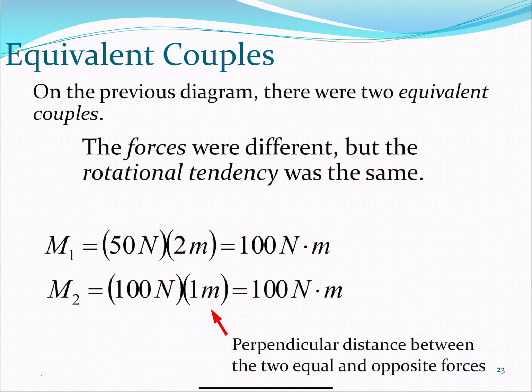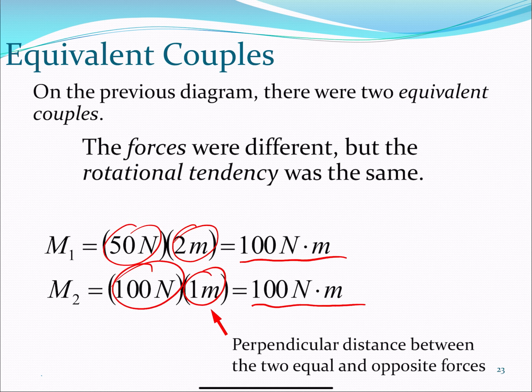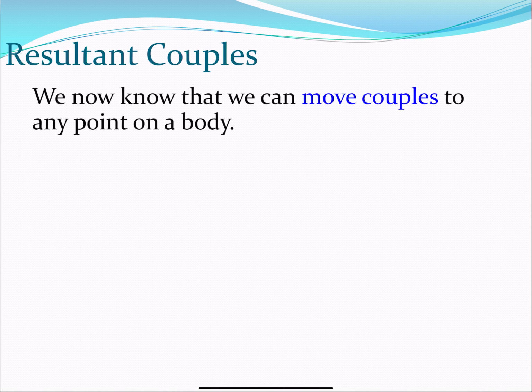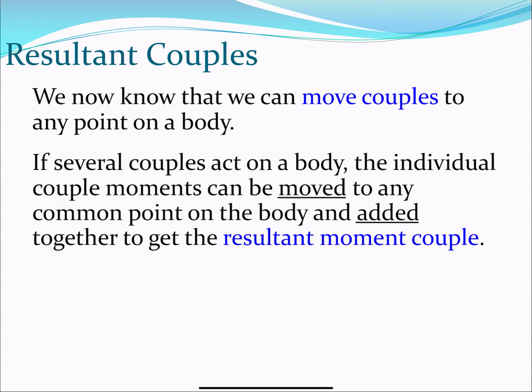On the previous diagram, there were two equivalent couples. The forces were different, and the moment arms between these forces were different as well, but the rotational tendency was the same. We did these calculations, and even though the perpendicular distances and the forces were different, we got the same rotational tendency, something that appears quite often in rigid bodies.